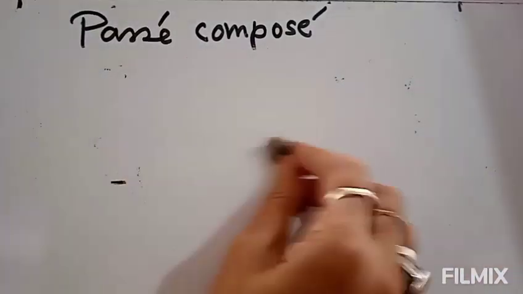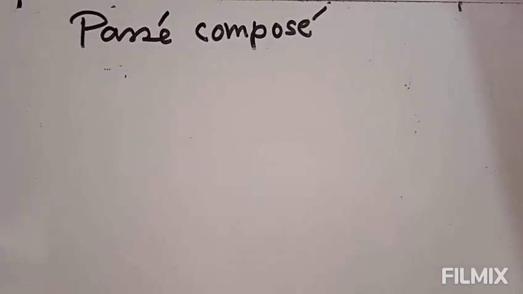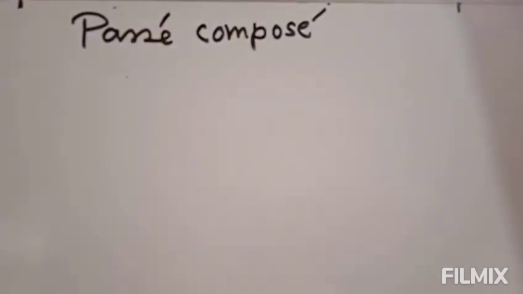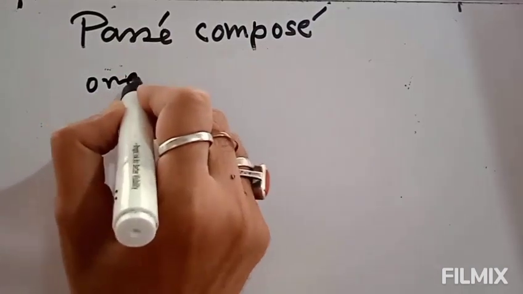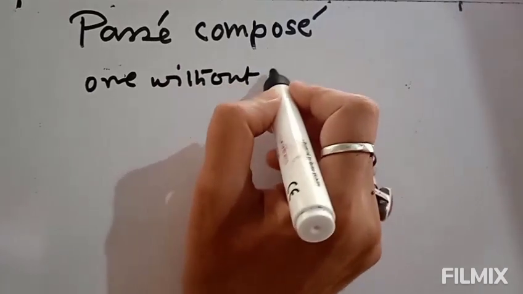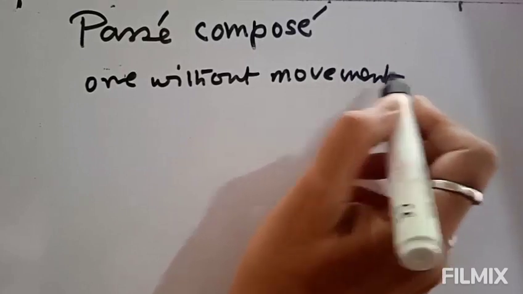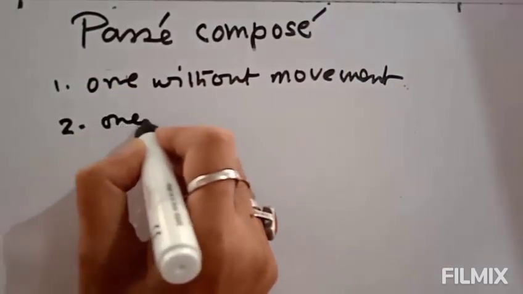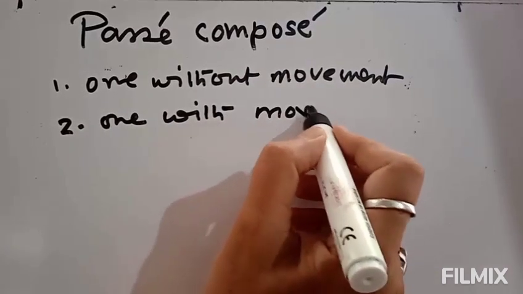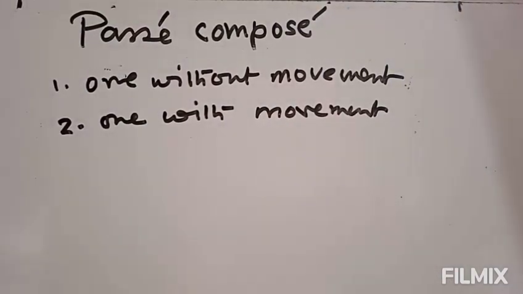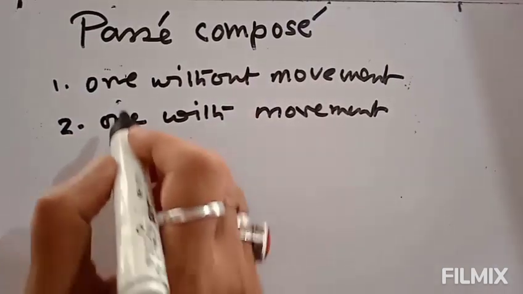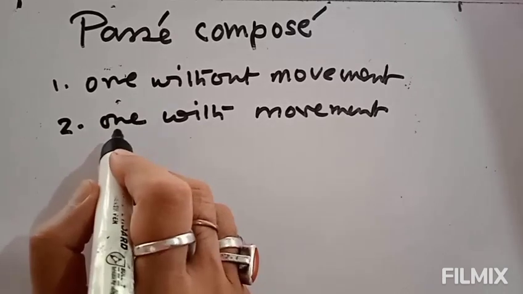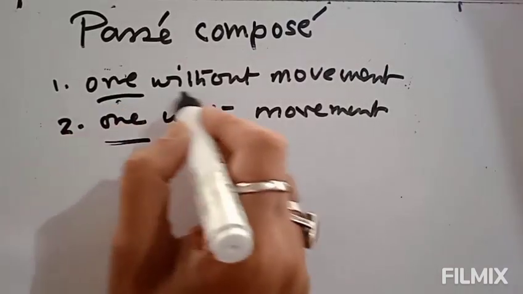Now, please take down in your copy. I'll be showing you how to form the passé composé. In French grammar, we classify all the verbs into two categories: one without movement, that means you are not moving from one place to another place, and another with movement.